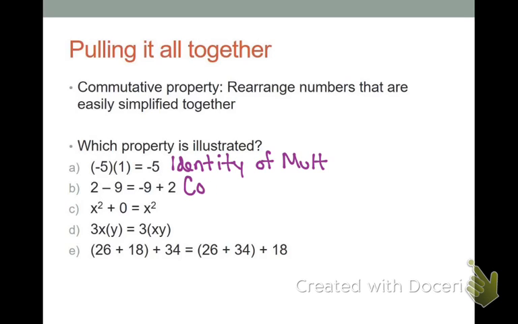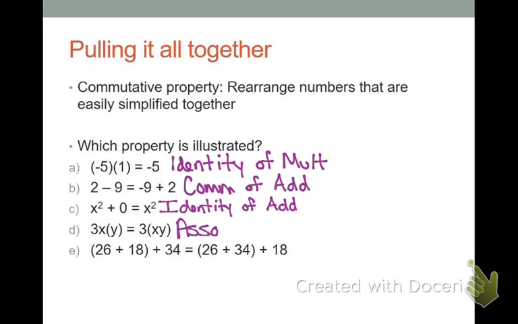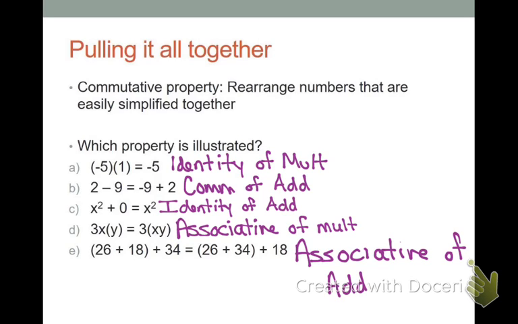Commutative. I changed the order. What about C? Identity. Again. D. Okay, I really don't like D because it says associative, but are we ever supposed to put parentheses around our variables? No. Okay. So it is associative though, and then E is... Well, it is commutative and associative. It's actually both commutative and associative because they changed the order. Why did they want to group those first two numbers together? Because they're easier to add together.